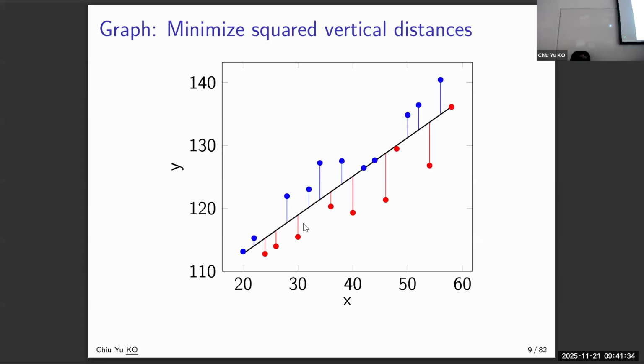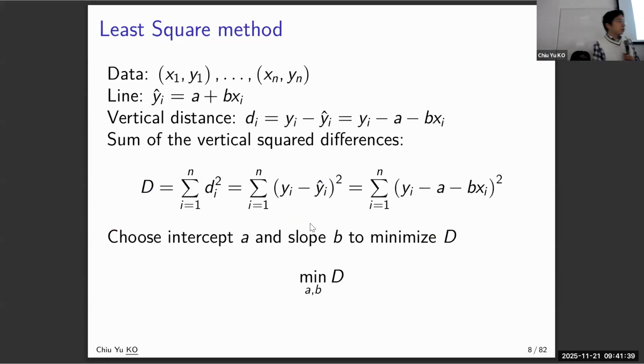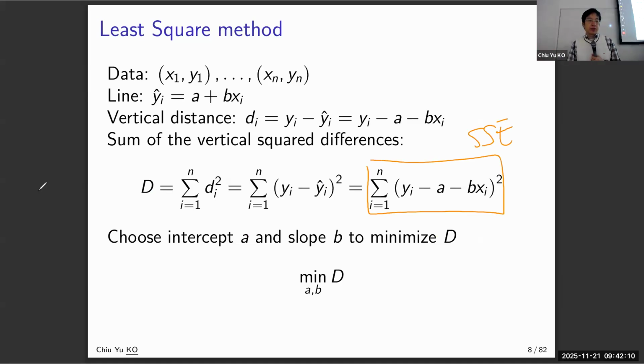And if you look carefully, using the terminology, what are you minimizing? It turns out to be minimizing the SSE, which we will see later. What I mean by SSE is this quantity. Later you will see this also known as SSE. Of course, in this one we don't call it this name, but they're the same thing. So it's minimizing the sum of the vertical distances.